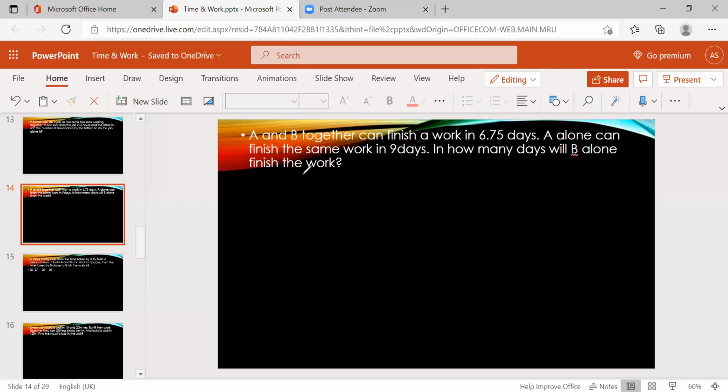So here also they given the same Ram and Raj question only. Here A, what they given? A plus B together they are working in how many days? 6.75 days. So they given in decimals, don't worry, actually it is more easy. And A alone can do in 9 days, right? So convert this in fractions.